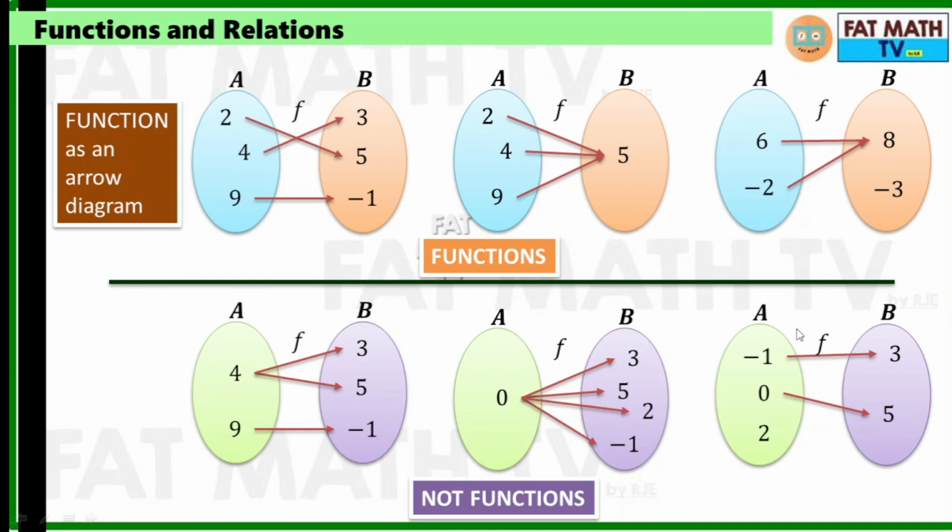And lastly, for this example, we have negative 1 paired to 3, 0 paired to 5, but 2 doesn't have a pair. For a relation to be a function, it says that each element in the first set, or in the domain, should have exactly one element from the range. But this element 2 of the domain doesn't have a pair. So this is not a function.